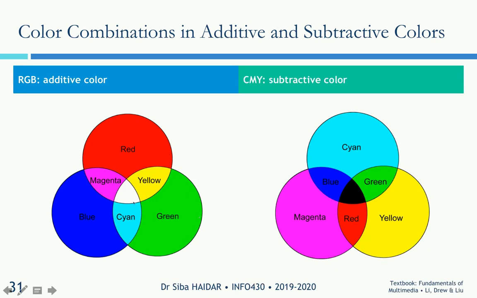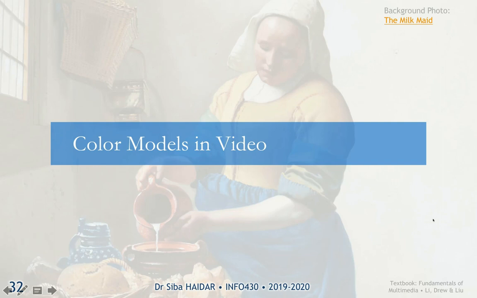So in this slide, I am showing you the additive color, how we add red, blue and green to get white. Red plus green is equal to yellow, red plus blue is equal to magenta, and blue plus green is equal to cyan. And on the other side, in the subtractive color scheme, you have the primaries cyan, magenta and yellow, and cyan plus magenta gives you blue, cyan plus yellow gives you green, and if you want red, you add magenta and yellow.